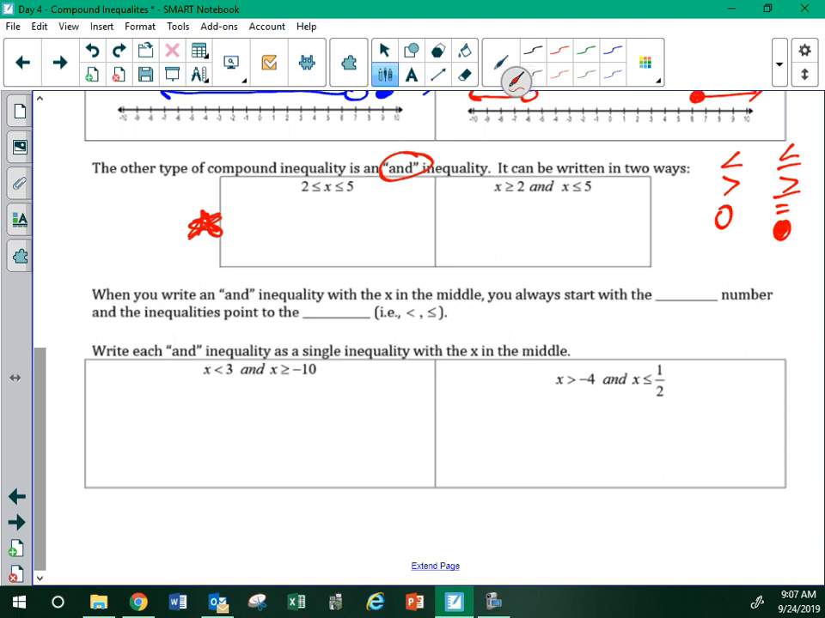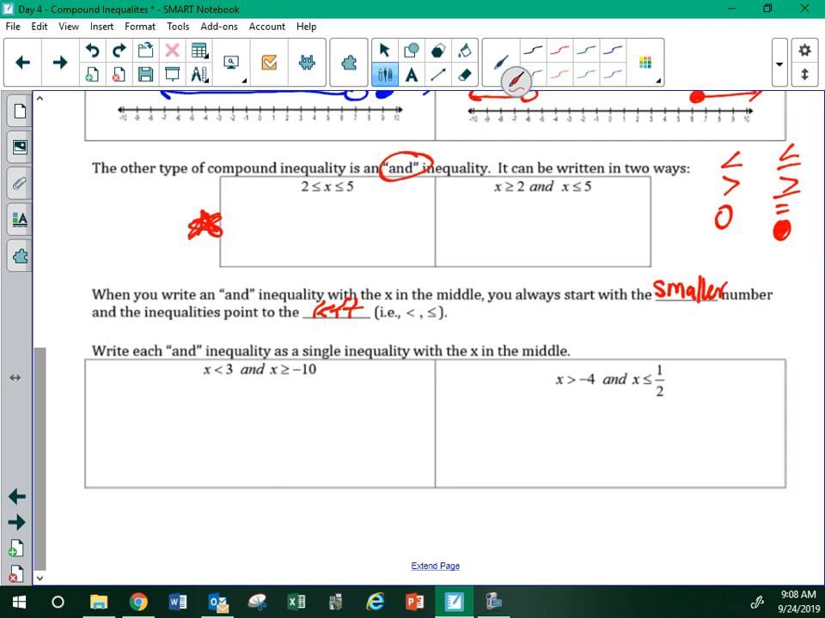All right? So when you write an and inequality with an x in the middle, you always start with the smaller number and the inequalities point to the left. So up here, you start with the smaller number, 2 is smaller than 5, and the arrows point to the left. Again, here we have two smaller ones. We want to list that first. Because these are written separately, you're not going to have your arrows pointing the same way. When they're written together with your x in the middle, they'll be pointing the same way.